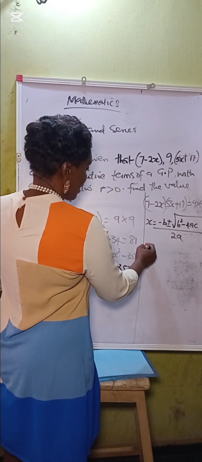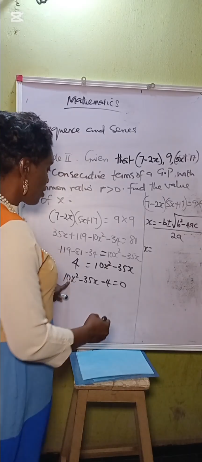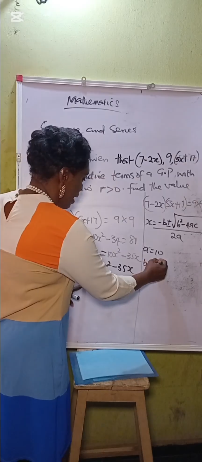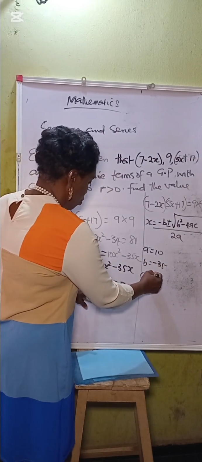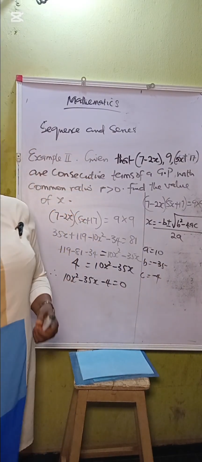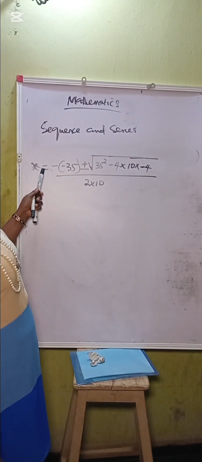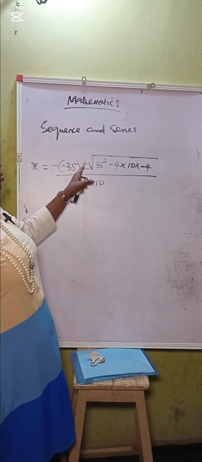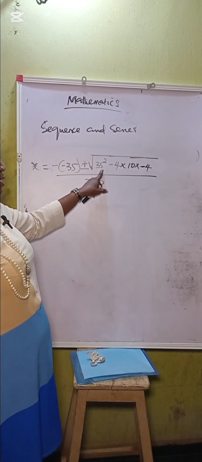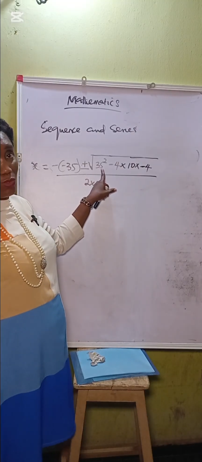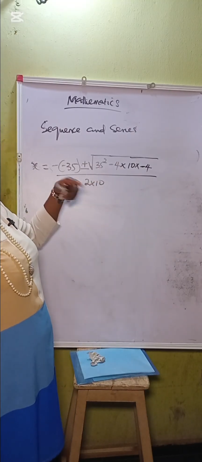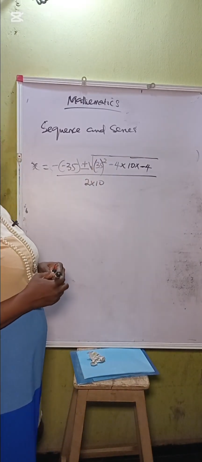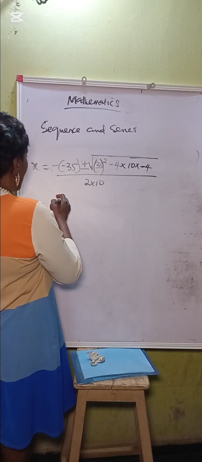Let's sort out: our a is equal to 10, our b is equal to minus 35, and our c is equal to minus 4. So we now have x is equal to minus bracket minus 35 close bracket plus or minus root of 35 (I'm not going to bring the minus inside the root, but we know that it's minus). So minus 35 times minus 35 will give us 1225.